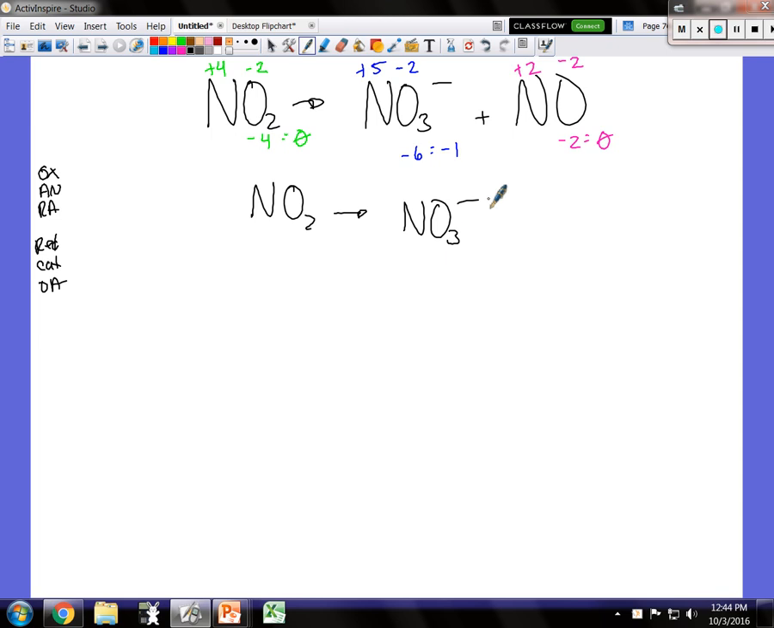Or you could have said, let's do reduction first. Which half went down? NO2 to what? NO. All right, so NO2 going to NO. And what's going to look weird is that both halves have the same reactant. But let's balance it how we know how to do it.